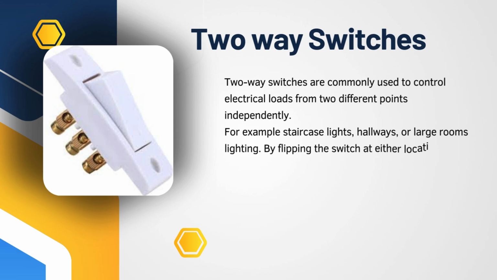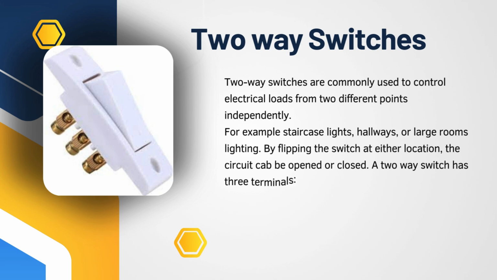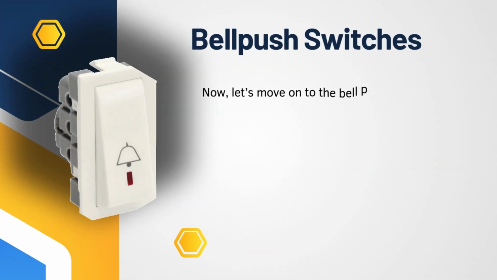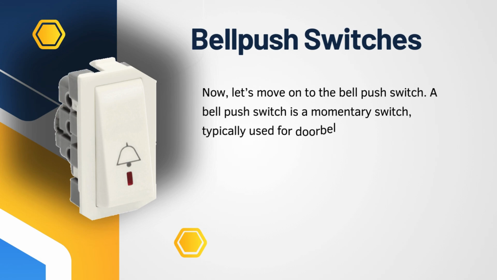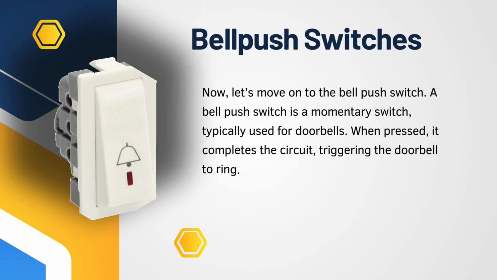For example, staircase lights, hallways, or large room lightings. By flipping the switch at either location, the circuit can be opened or closed. A two-way switch has 3 terminals: common, L1 and L2. Now let's move on to the bell push switch. A bell push switch is a momentary switch typically used for doorbells. When pressed, it completes the circuit, triggering the doorbell to ring.